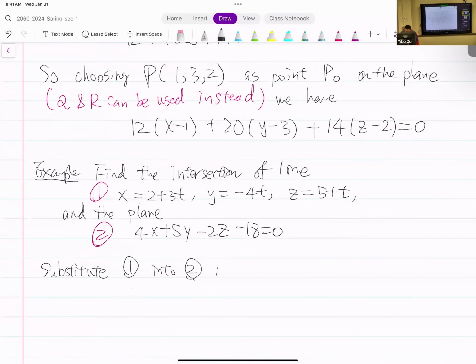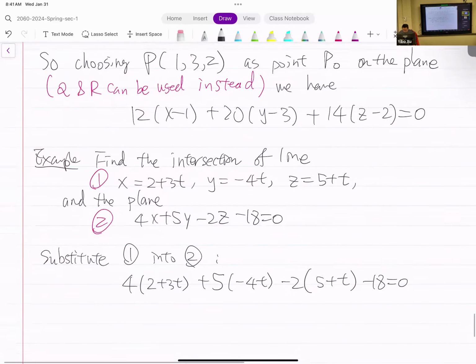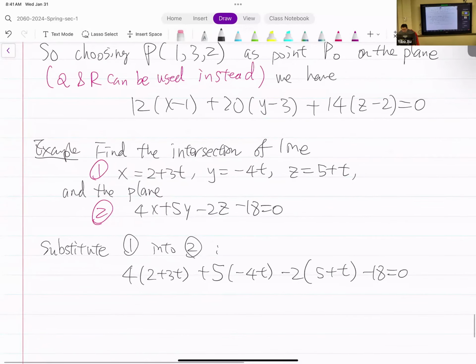So now we have what? We have 4 times, okay, x is now replaced by 2 plus 3t. Now y is replaced by negative 4t. z is replaced by 5 plus t. That minus 18 equals 0. Okay, if we do this substitution, we see, okay, indeed, we have one equation only in terms of t, right? And then we can just solve.